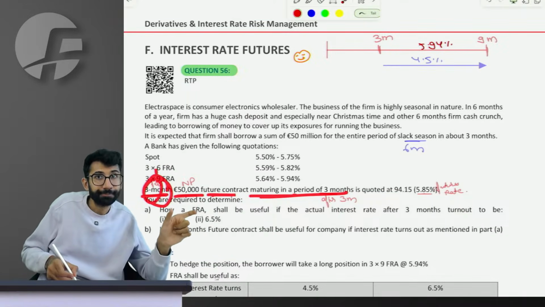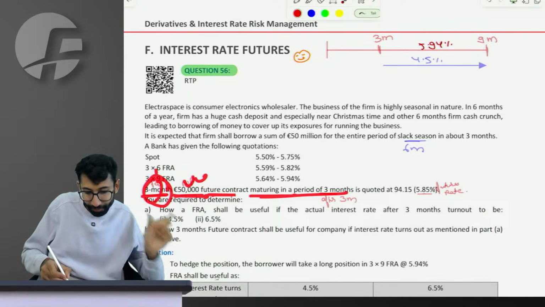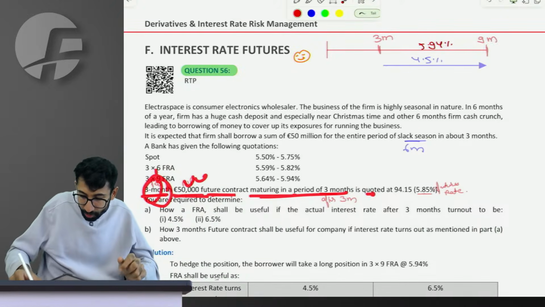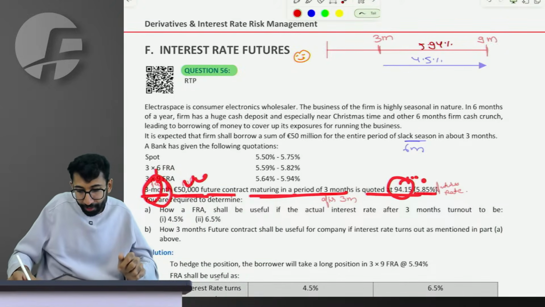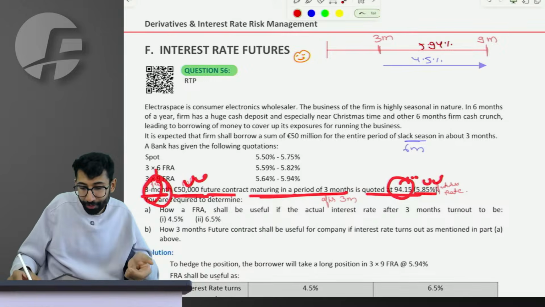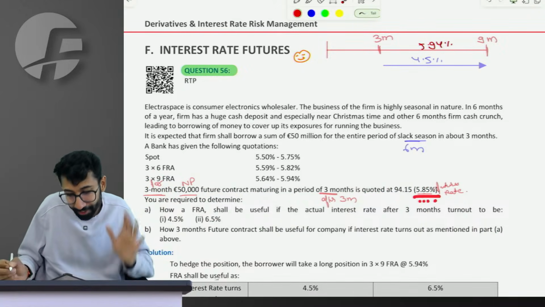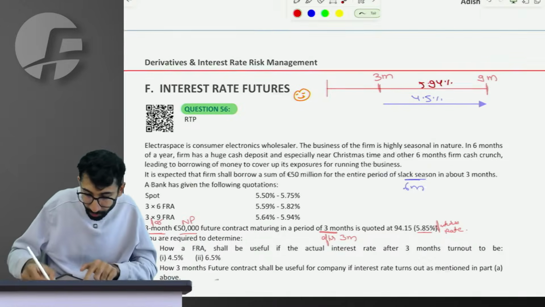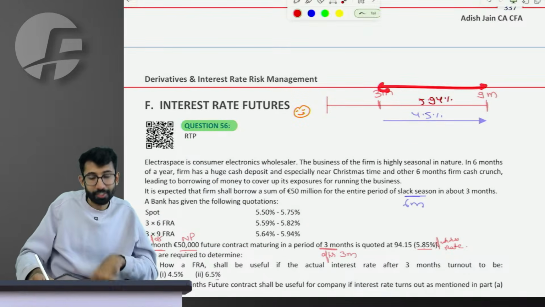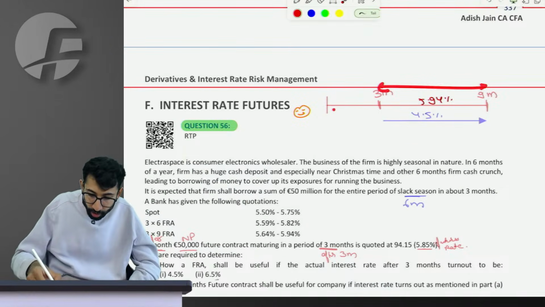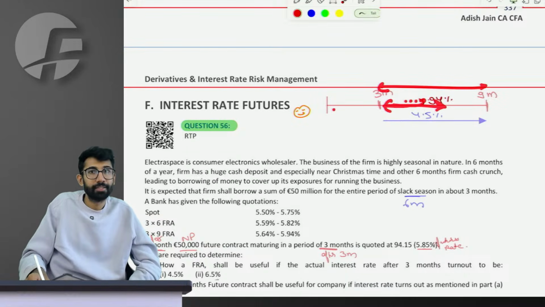Sir, 3 months. The contract of size 50,000 is quoted at 94.15, meaning to say the rate of interest at which the contract can happen is 100 minus this, which is 5.85. The point is, you want to borrow for a period of 6 months after 3 months. The future contract is after 3 months, but only for a period of 3 months.